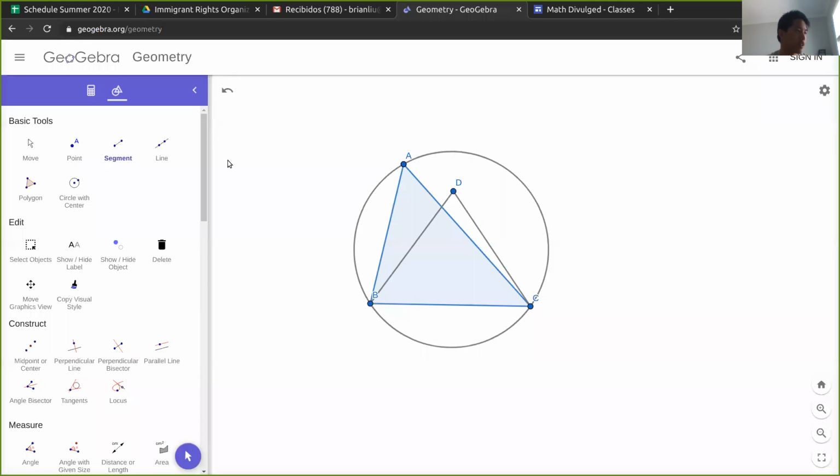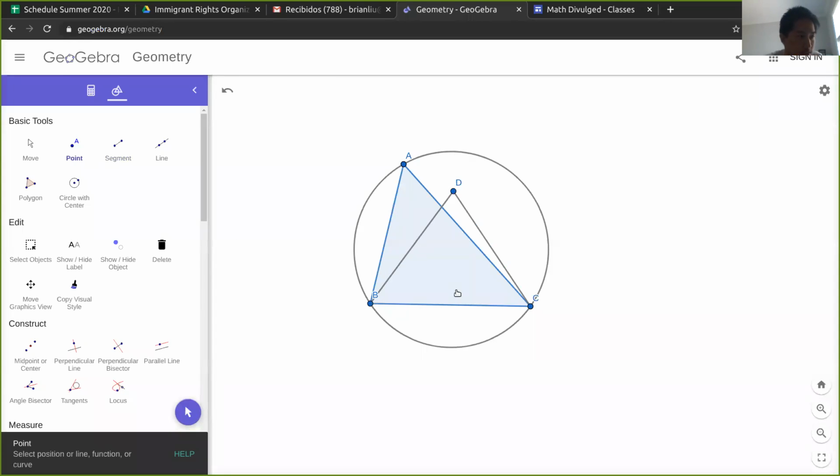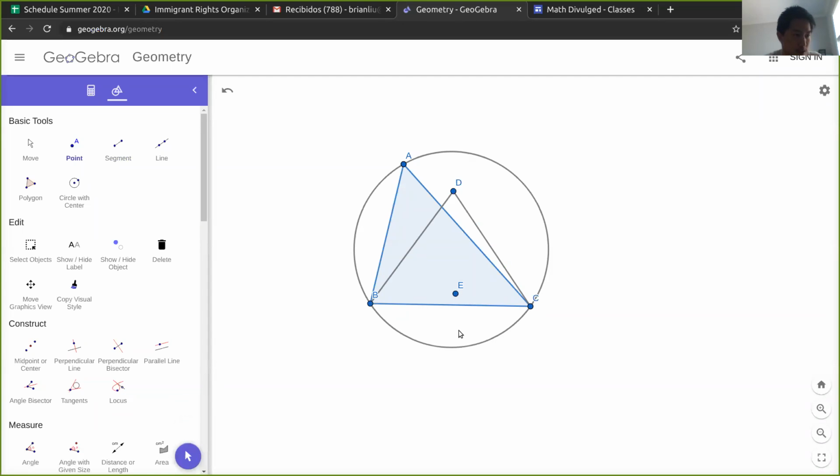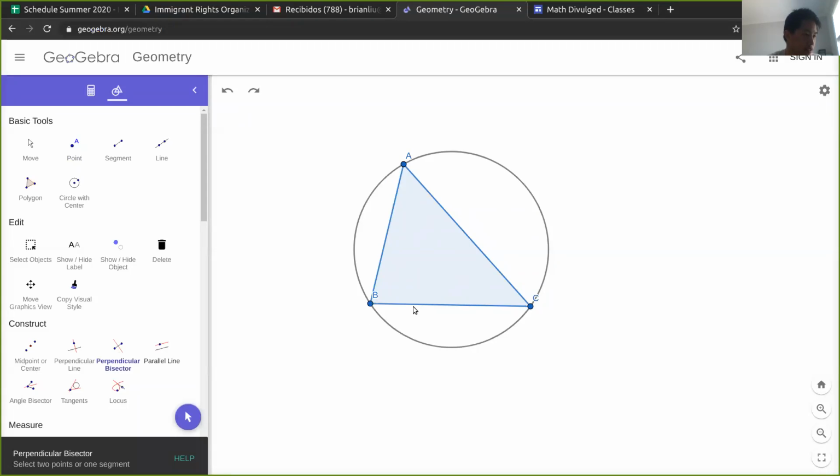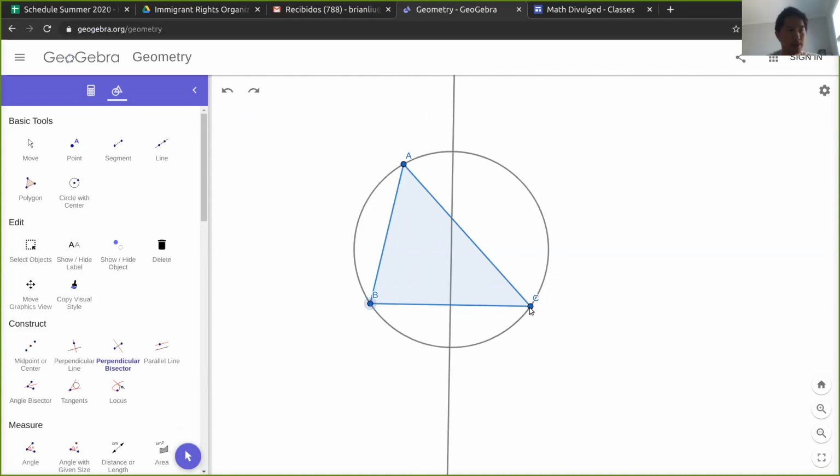And so what's another point? Another point might be here, another point might be here. These points are all equidistant from B and C, and they end up forming a line, which is the perpendicular bisector of BC. So the center, being equidistant from A, B, and C, is definitely equidistant from B and C. So the center definitely lies on this line.